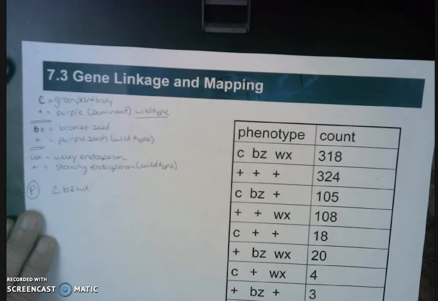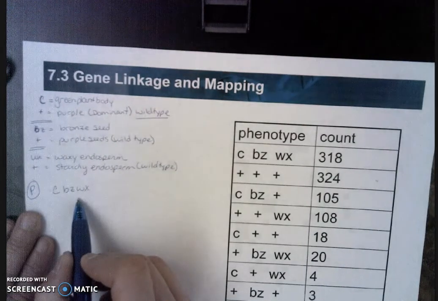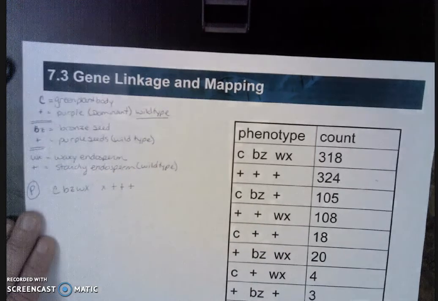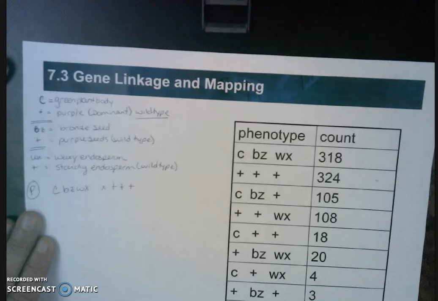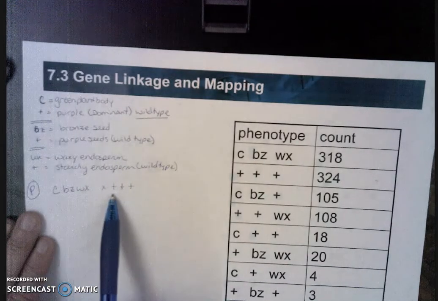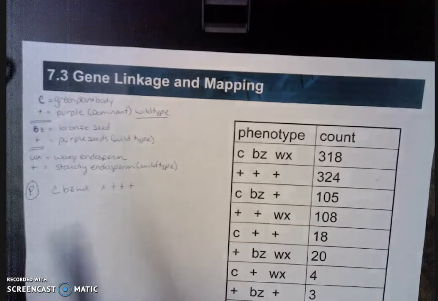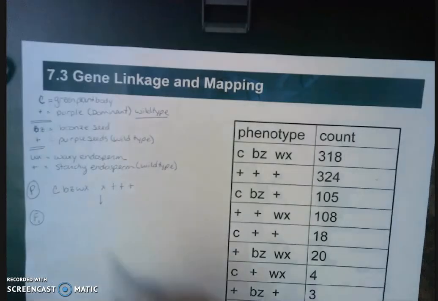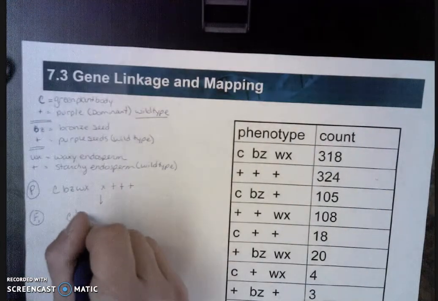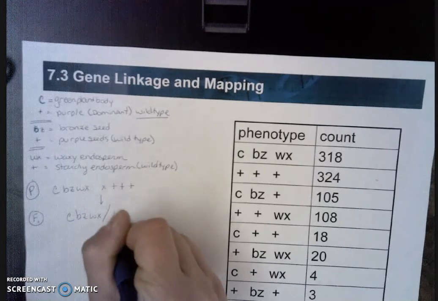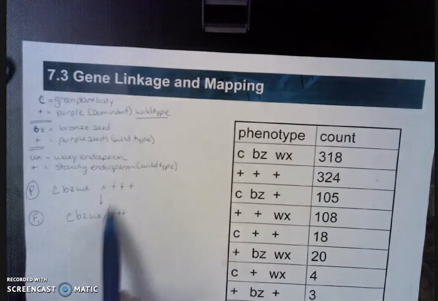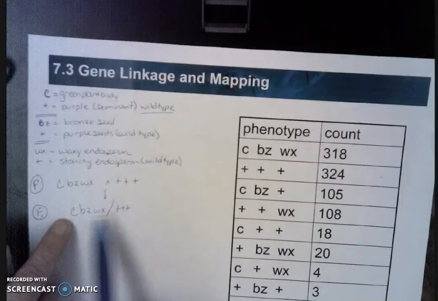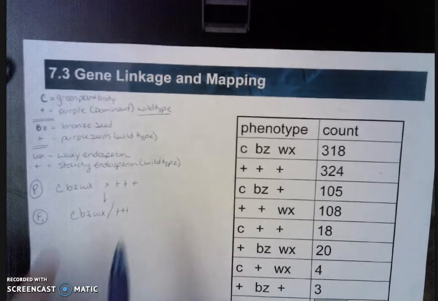I'm going to take this true breeding plant and cross it with a plant that is wild type for all 3 dominant alleles. So I have a homozygous recessive plant and a homozygous dominant plant for all 3, and they're going to give me my F1 generation. Another way to write this is CBZ WX, and then plus, plus, plus. Because I have this slash mark here, this represents a heterozygous combination: a C with a plus, a B with a plus, a waxy with a plus.